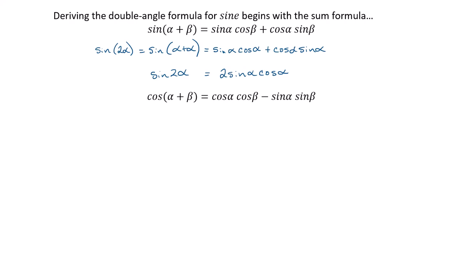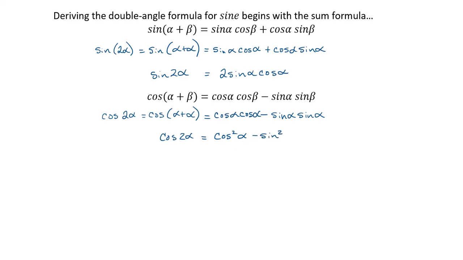The formula for the cosine of 2 alpha can be found similarly. I know that the cosine of 2 alpha can be expressed as the cosine of alpha plus alpha. This is the cosine of alpha times the cosine of alpha minus the sine of alpha times the sine of alpha. So the cosine of 2 alpha is cosine squared alpha minus sine squared alpha.